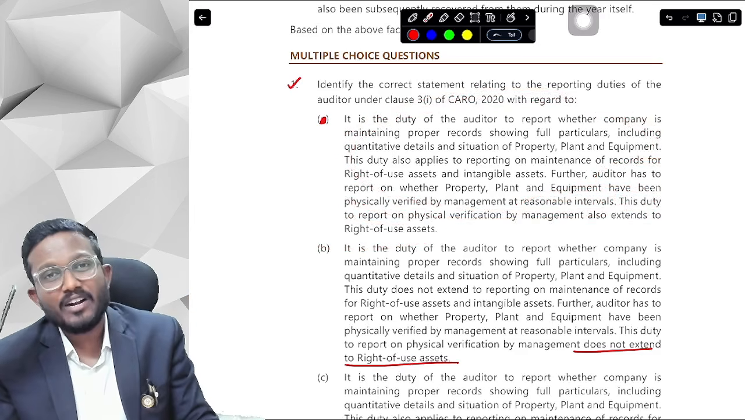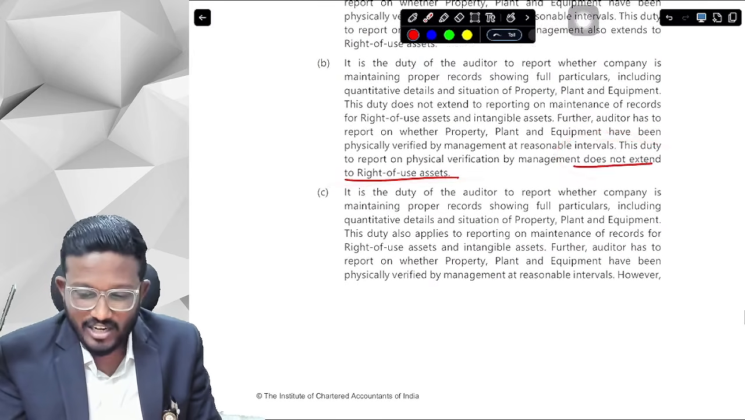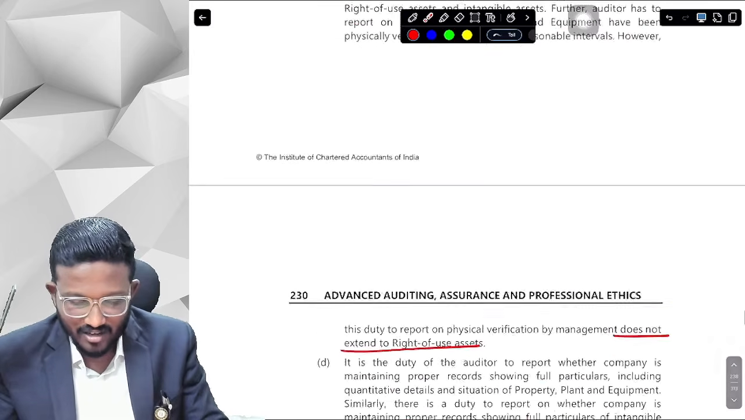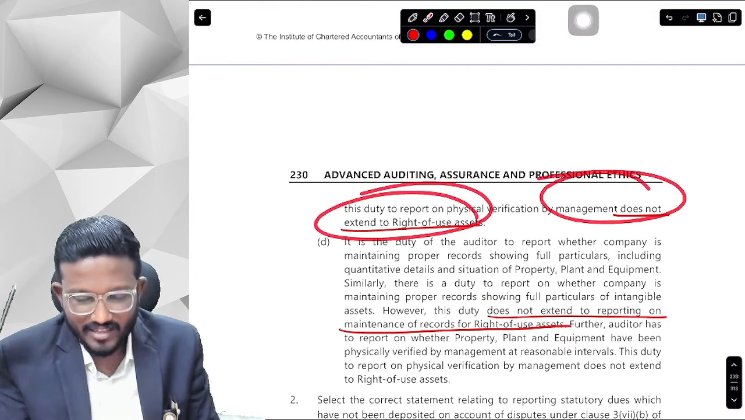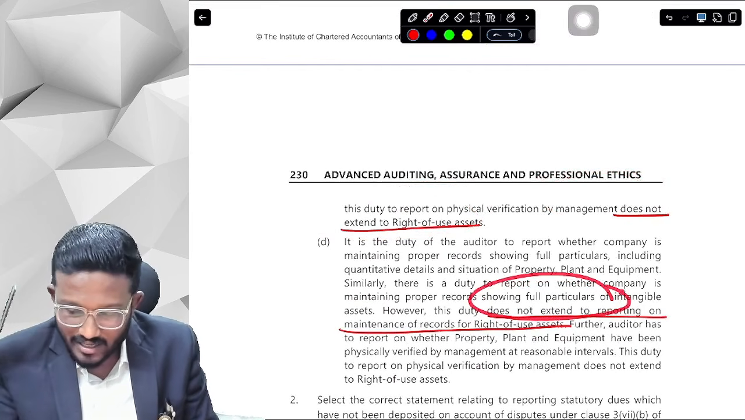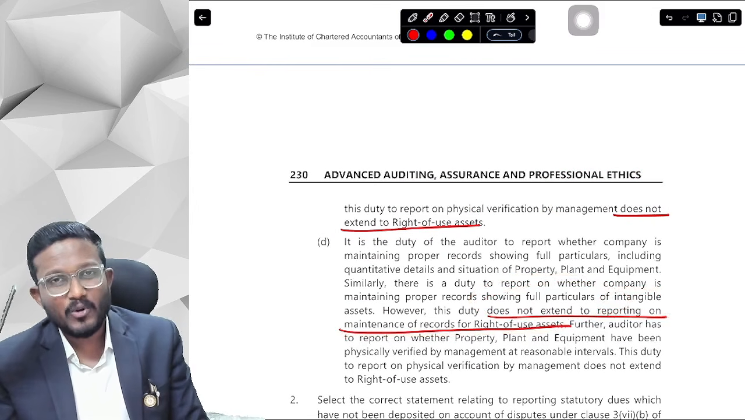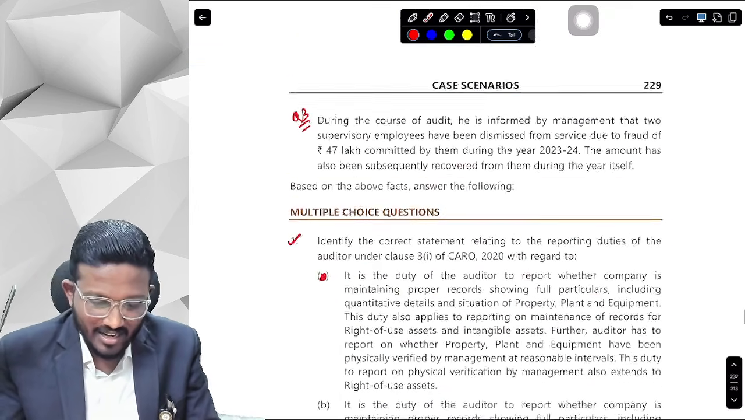Now what was different in the other options? In the other option, lastly, they said that this physical verification does not extend to ROU assets. In the third one, they said the same, that this physical verification does not extend to ROU assets. In the fourth one, they said that reporting quantitative details does not extend to ROU assets. This is very wrong. The correct one is this one.